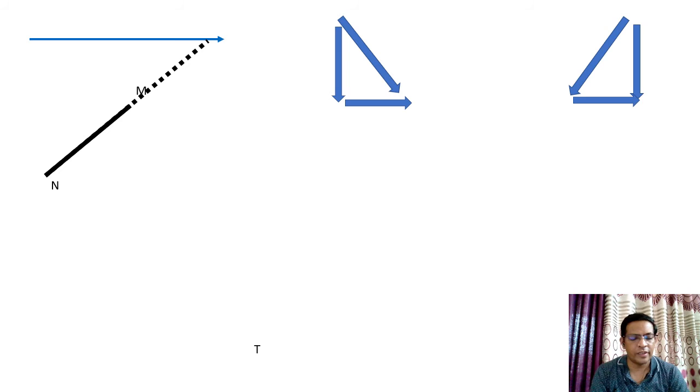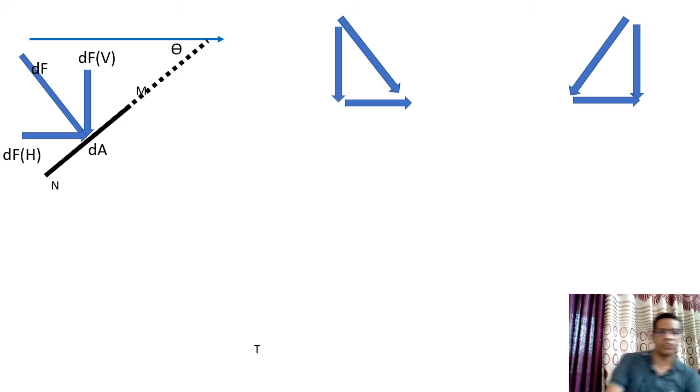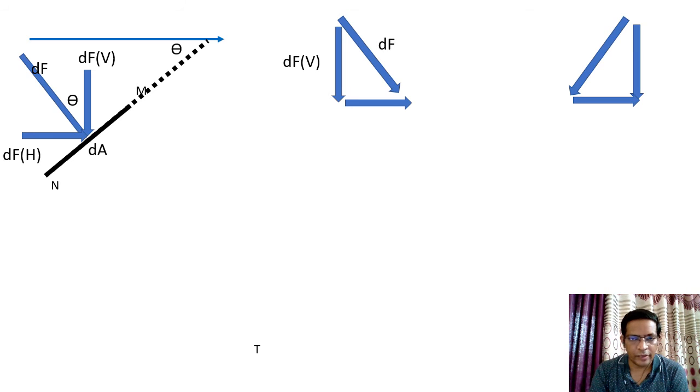Let us analyze a small elementary area dA. The force acting on surface dA is dF. Let us resolve it into two components, vertical component dFv and horizontal component dFh. Theta is the angle made by the surface plane with respect to the free liquid surface. So dF resolves into two components, dFv and dFh.